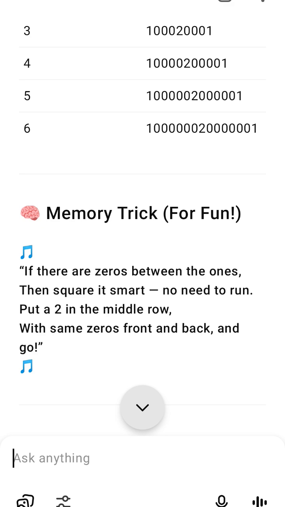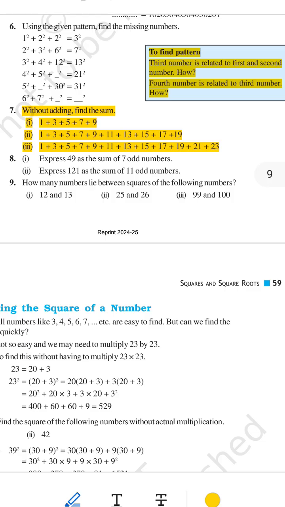Memory trick for fun. If there are zeros between the ones, then square it smart. No need to run. Put a 2 in the middle with the same zeros in front and back, and go. Would you like me to create a worksheet, comic strip, or a video-style image showing this pattern as a fun story? Absolutely. Let's now go deeper and explain this trick.